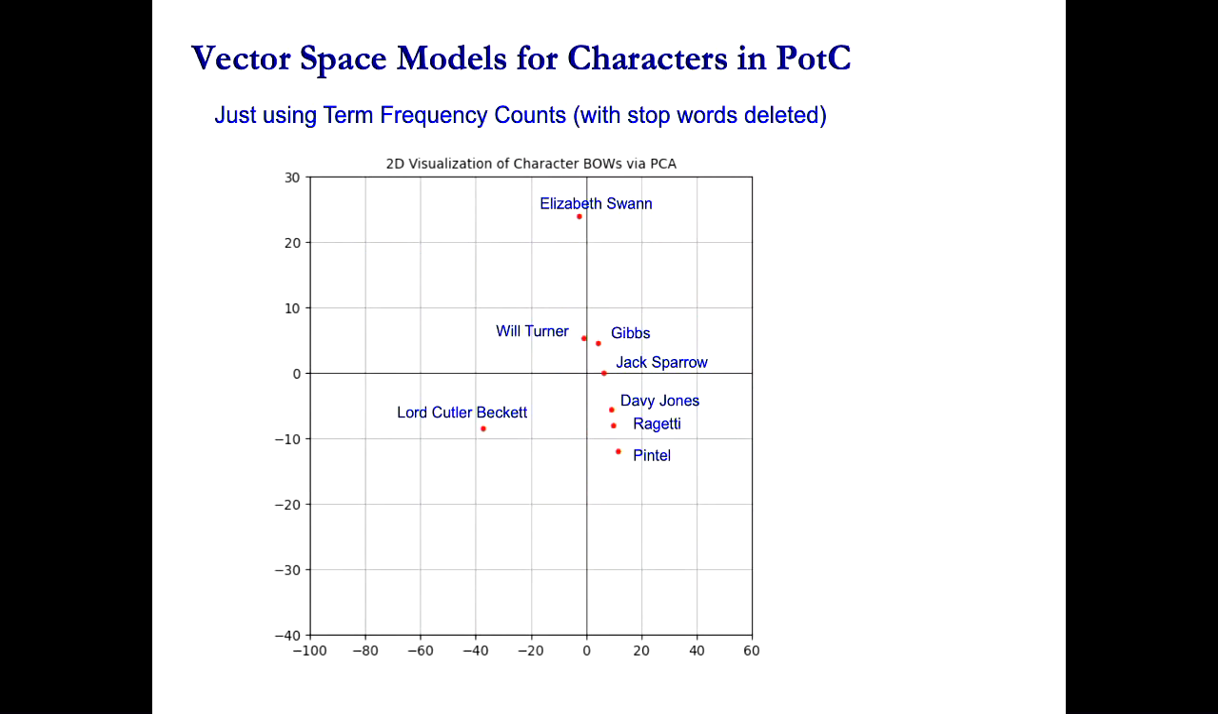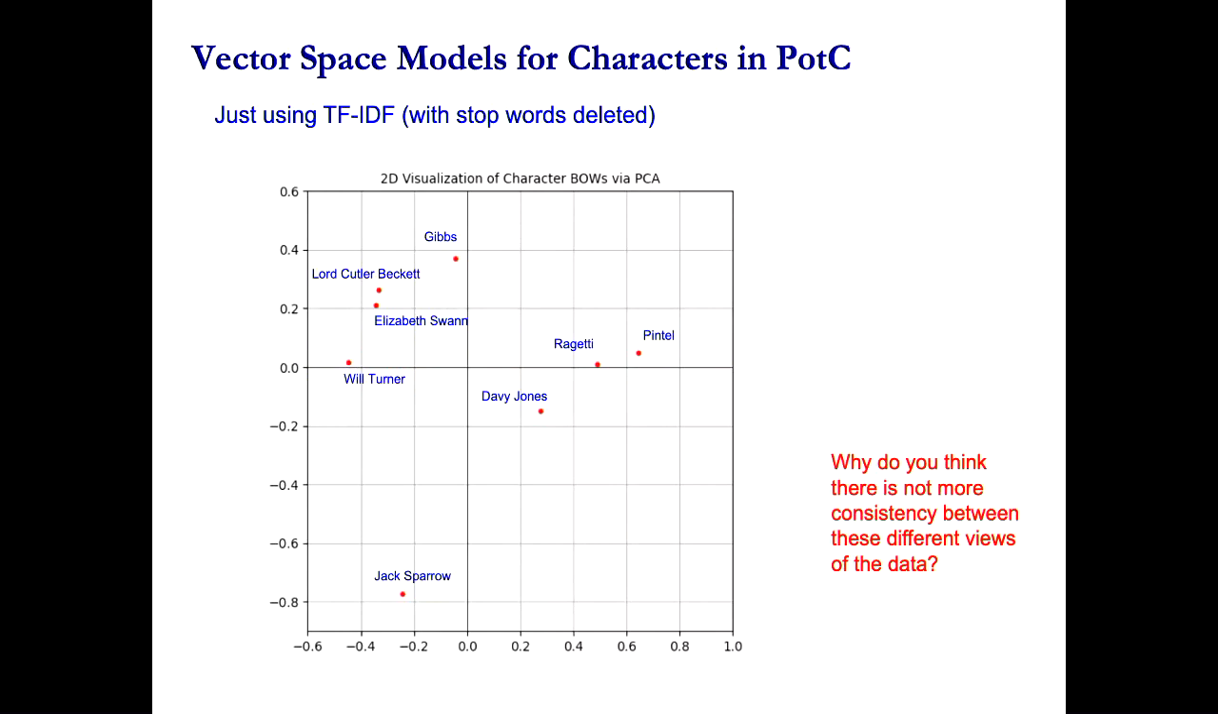Can anyone suggest why there might be so much variation in this? I don't know how to interpret this. I've been suggesting fun things about our research, but why? There isn't a lot of consistency, and it's always the same answer. There isn't a lot of data. It's a very short document. Pintel and Ragetti speak a total of 20 or 30 words. When you don't have a lot of data, it's really hard to find these patterns.